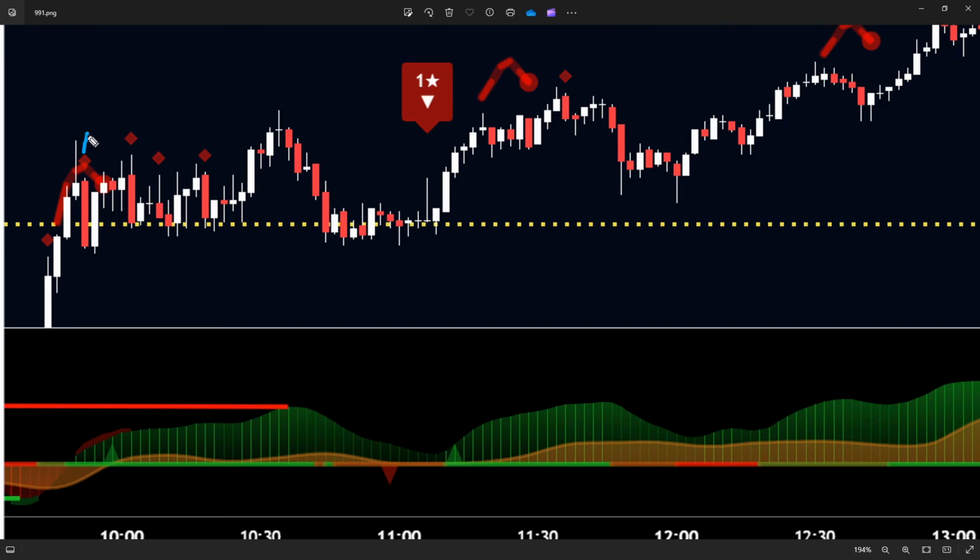So this is 1 point, 2, 3, 4, 5. Second point at 6. So we restart the count. Here's 1, 2, 3, 4, 5, 6. 1, 2, 3, 4, 5, 6. So none of these were trades. Get another signal here. 1, 2, 3, 4, 5, 6. And we run into 11:30, so no trade.